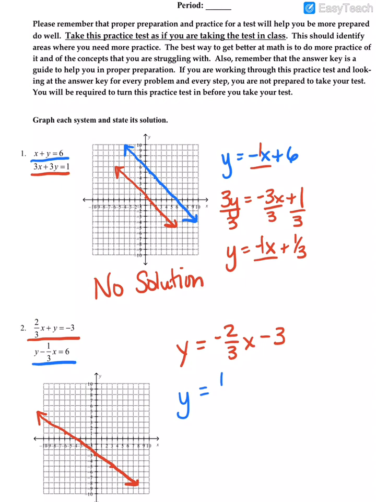And y equals now positive 1/3 x plus 6. All right, so I'm going to start at 6. Up 1, right 3, up 1, right 3. I know the direction, so I can go down 1, left 3. 1, 2, 3. So the solution is where they intersect, and that point right there is negative 9, positive 3.